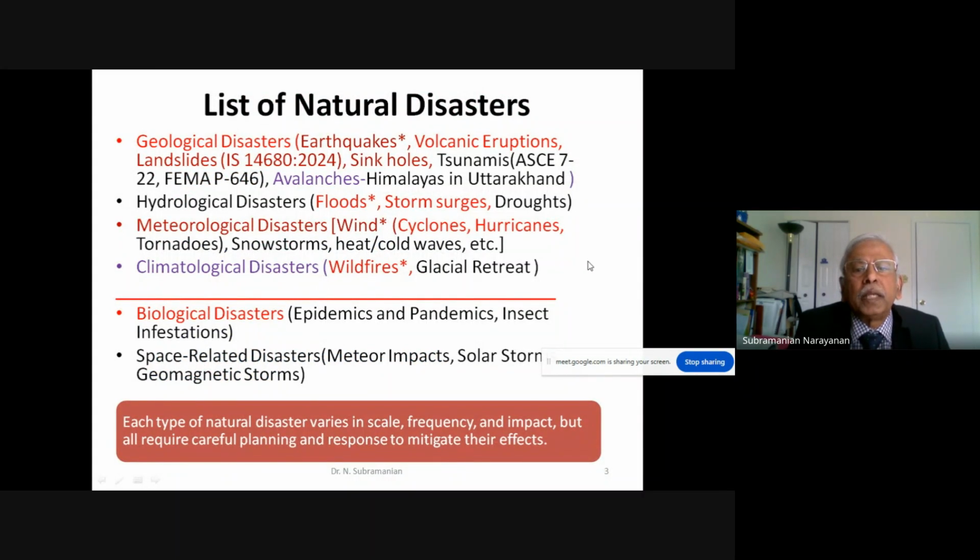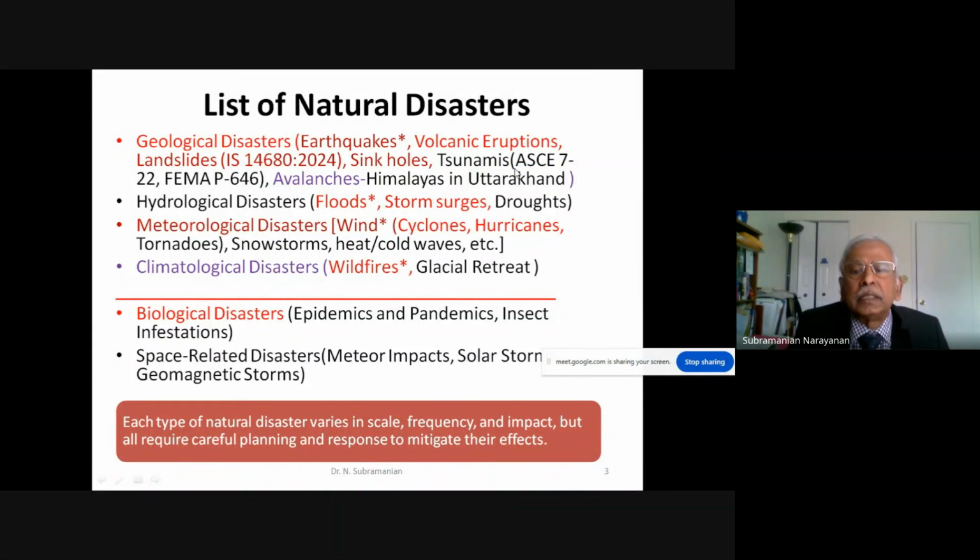So, coming to the list of natural disasters, there are several disasters. They can be classified into geological disasters, hydrological disasters, meteorological disasters, and climatical disasters, which are concerned with us, that is structural engineers. There are also biological disasters and space related disasters, which we will not discuss. And out of this, for landslides, there is a new code, IS 14680, which was released in 2024. And tsunamis, it is very difficult to design.